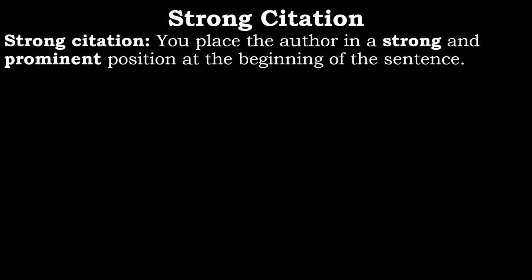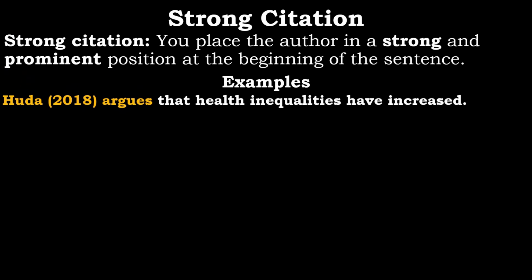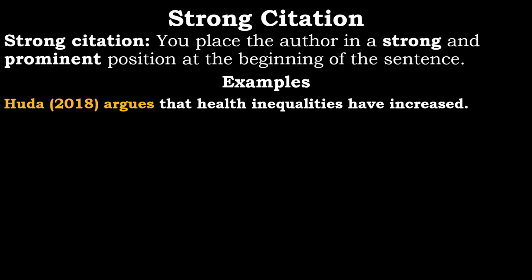Number two, strong citation. A strong citation is when you place the author in a strong and prominent position at the beginning of the sentence. Here are some examples. Hodder 2018 argues that health inequalities have increased. This student has placed Hodder 2018 at the beginning of their sentence. This is a strong citation. It has a prominent place in the sentence.